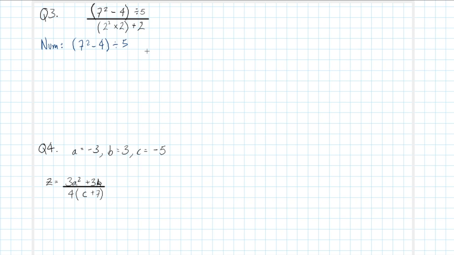Brackets, we'll deal with those first. Inside the brackets, there are no brackets within these brackets. So we're on to indices now. There is an index, it's 2. So 7 squared is 49, minus 4. Within the brackets, 49 minus 4 is just 45. 45 divided by 5 is just 9. So there's the numerator.